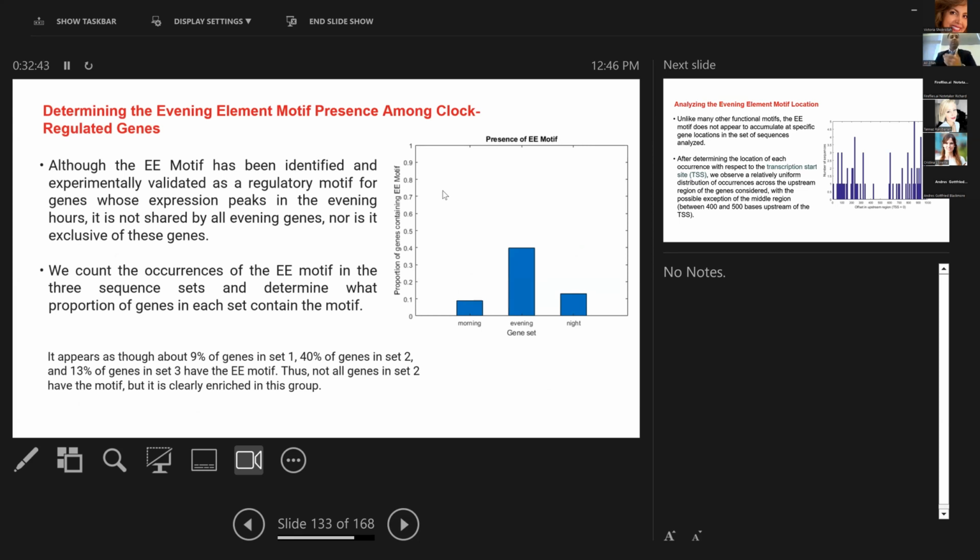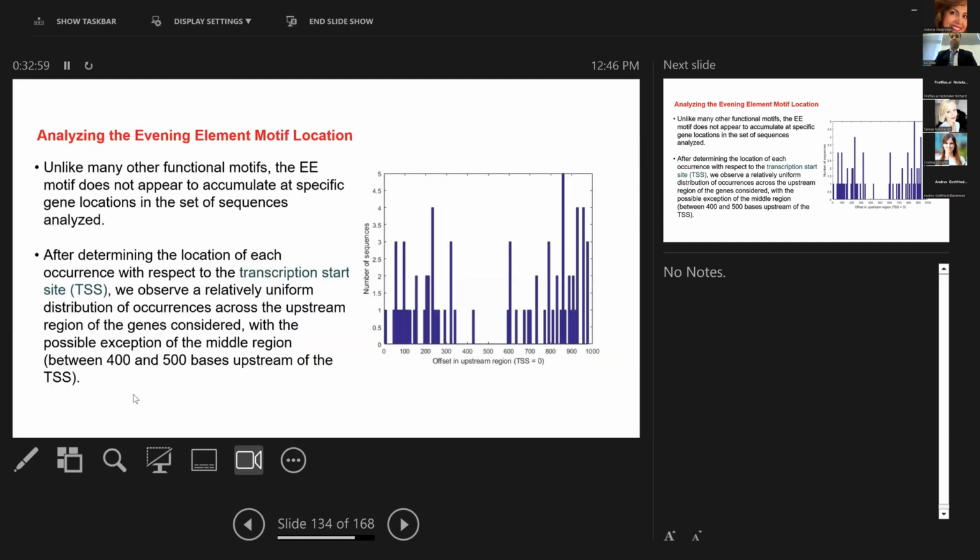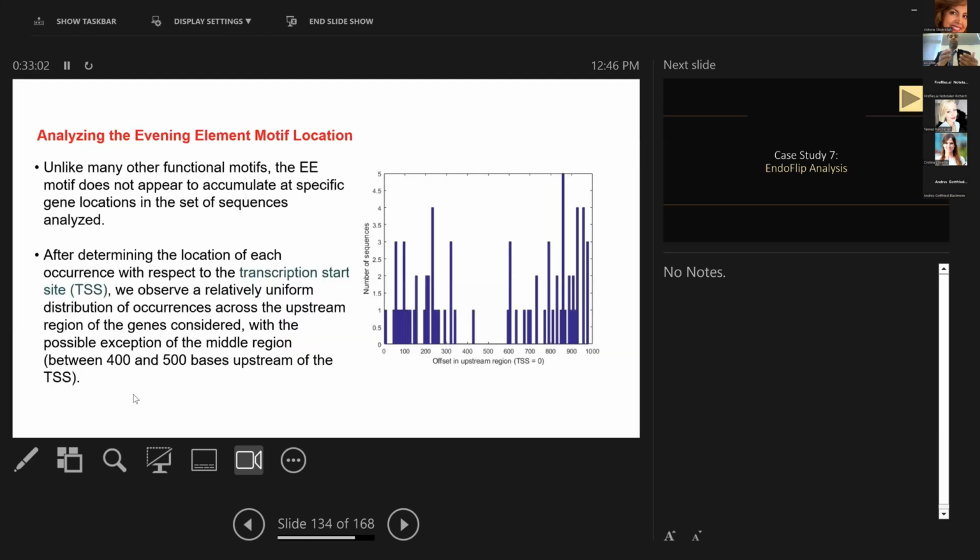So we can count the occurrences of this motif in the 3 sets of sequences. It appears that 9% of the genes in set 1, 40% in set 2, and 30% in set 3 have the evening motif. Thus, not all genes in the evening set have the motif, but it's clearly enriched in this group. And you can also find the location and occurrence of this motif relative to the transcription start site.